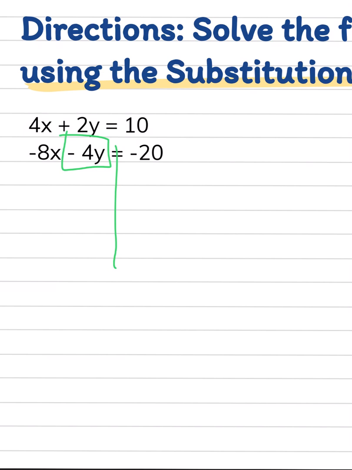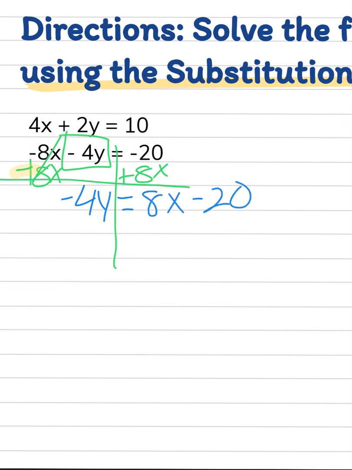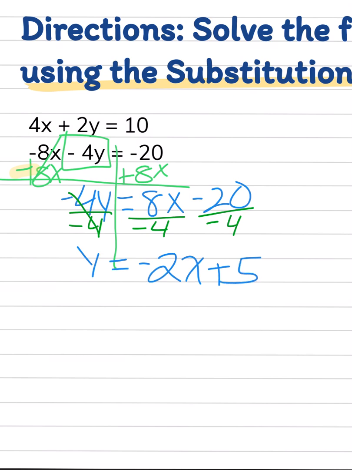All right, I boxed in my y. I drew my line. Now what? Add 8x. So negative 4y is equal to 8x minus 20. Now what? So we get y is equal to, good. Good job. All right, that is a lot to substitute in, so be very careful.